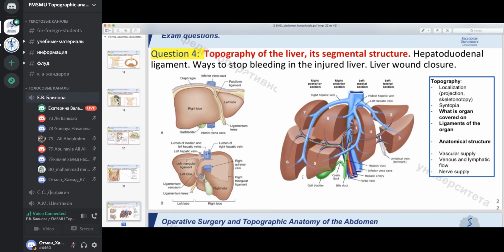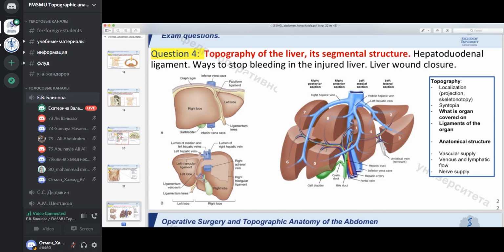Every segment has its own segment artery, segment vein, and segment duct. I said you also need to know the lobulus. You saw the lobulus on the practical class of histology, when you looked for the lobulus of the liver under the microscope, right? The lobulus is hepatocytes located around the central vein. And the peripheral part of the lobulus has a triad: the lobular artery, the lobular duct, and the lobular vein.